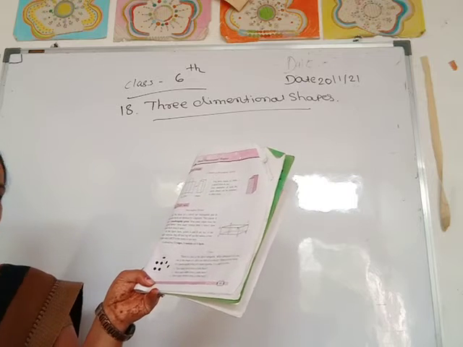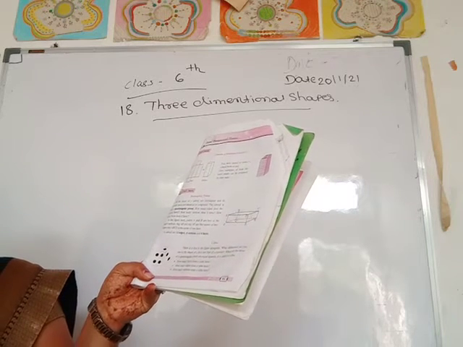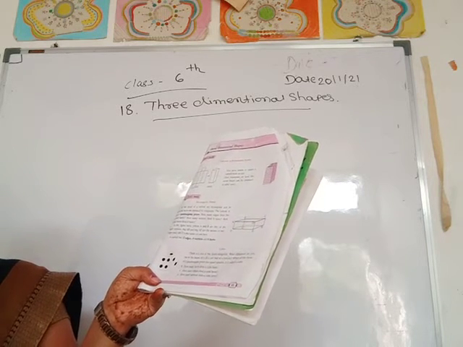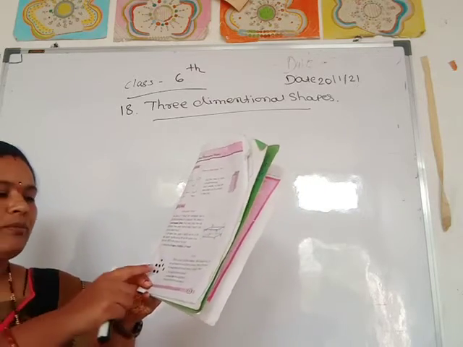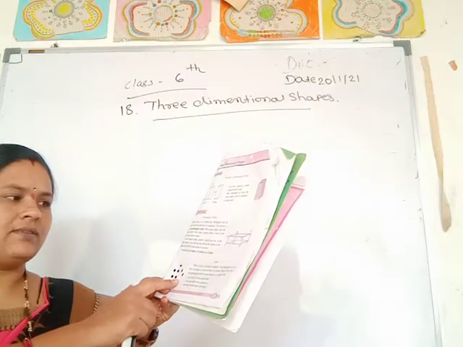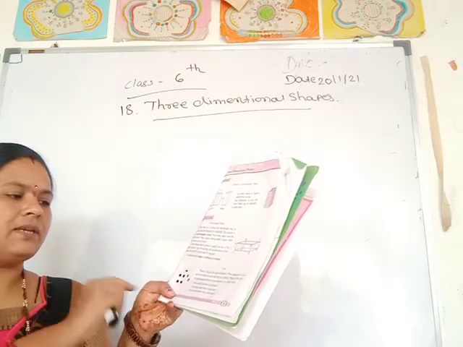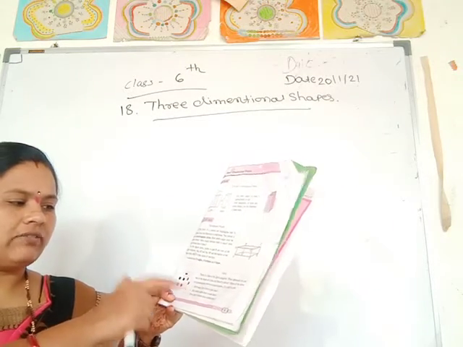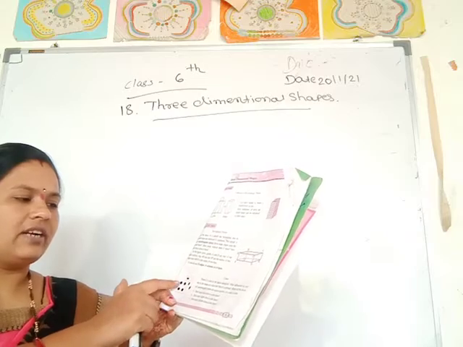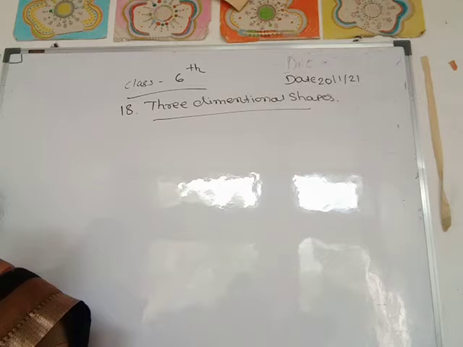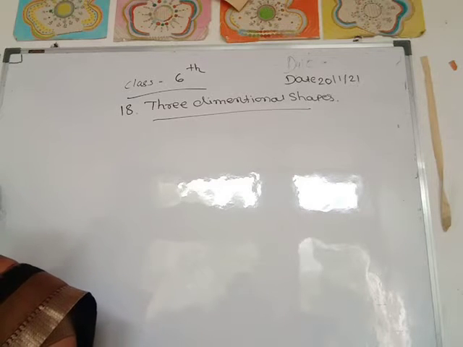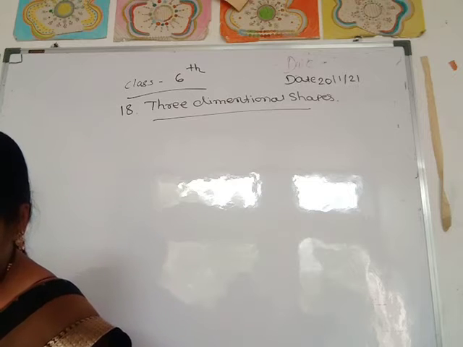How many faces, vertices and edges does a cube have? See here: 6 faces, 12 edges and 8 vertices. Same as the cuboid, a cube has 12 edges, 8 vertices and 6 faces.